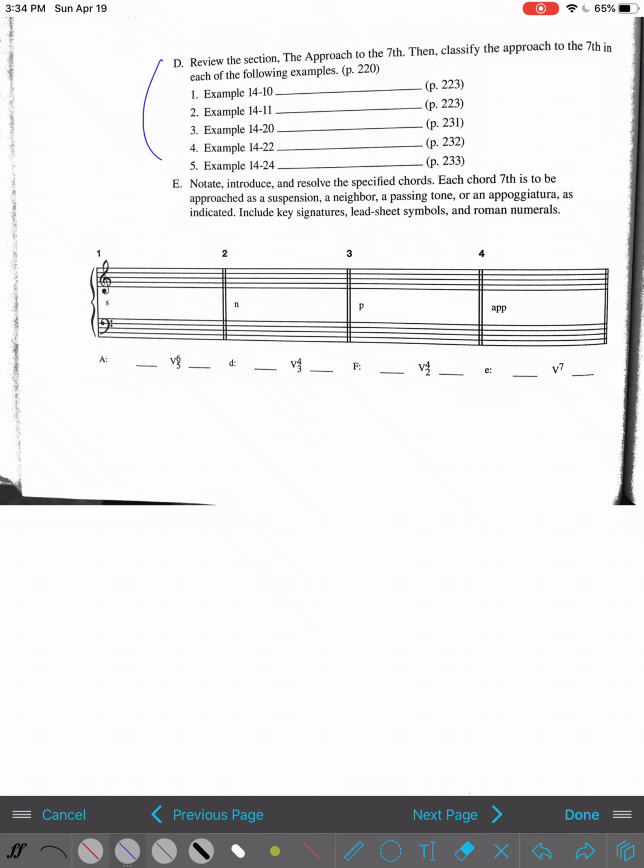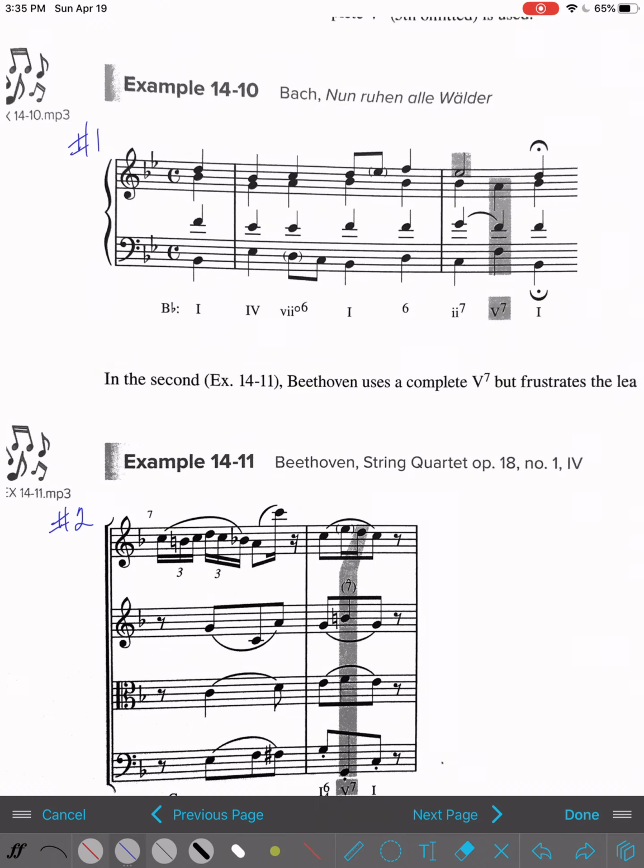So let's look at example 1410 here. All right, so what we need to do is figure out where the seventh of the 5-7 chord is, and obviously this is the 5-7 chord. So what is the seventh of that chord? Take a second and look. Pause the video if you need to.